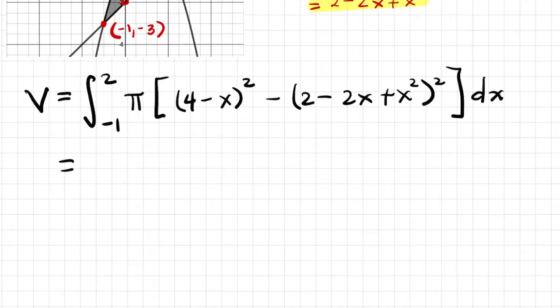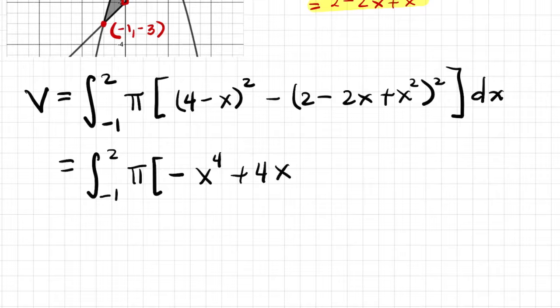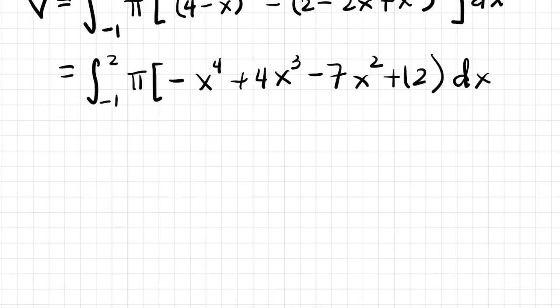Okay, so let's compute. So this is now equal to the definite integral from negative 1 to 2 pi. So these are long computations, but you can verify that this is equal to negative x to the 4 plus 4x cubed minus 7x squared plus 12 dx.